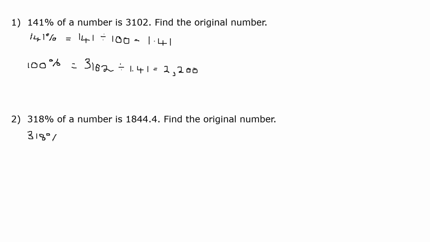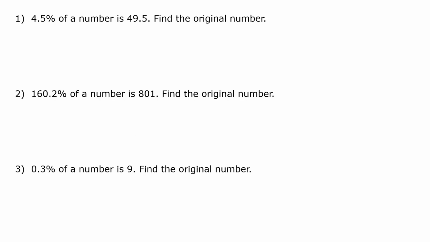And again, 318% as a decimal will be 318 divided by 100, which will give me 3.18. So to find my original number, I'm going to do 1,844.4, and I'm going to divide that by 3.18, and that will give me 580. So my original number is 580.